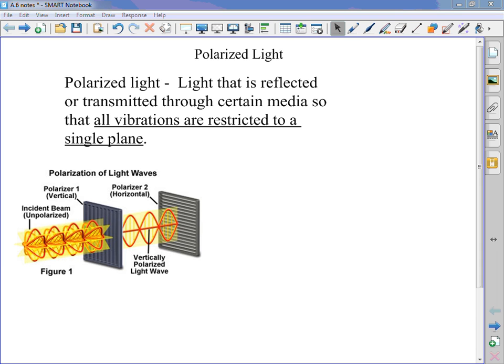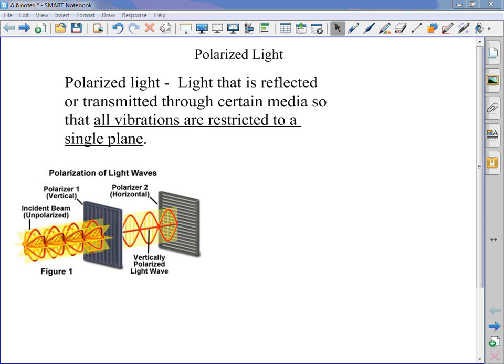Could transmit it. In other words, it's light that comes out in some way, shape, or form, right? That vibrations are restricted to a single plane, not just in phase. That is a common mistake, and one I have made in the past too. It's not just in phase. It is restricted to a single plane.